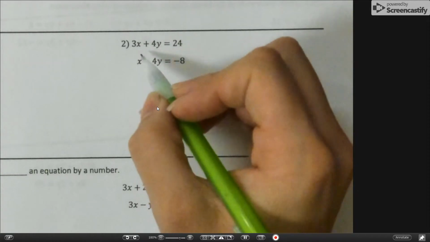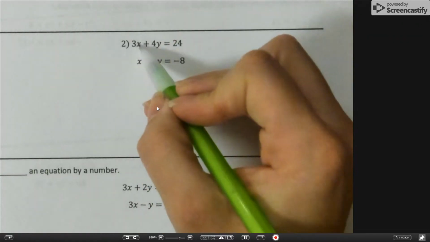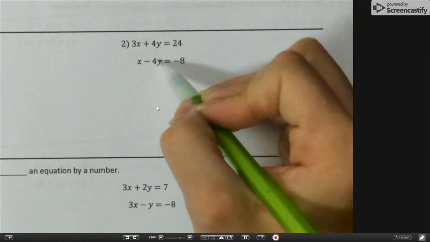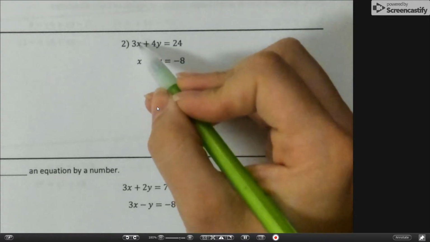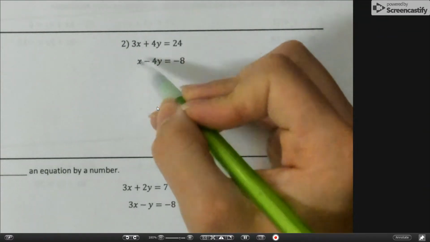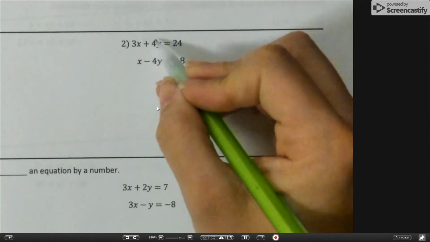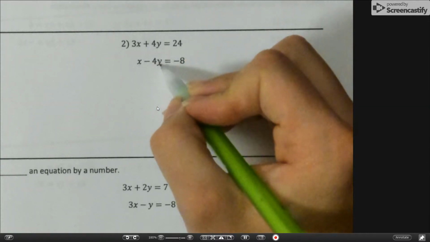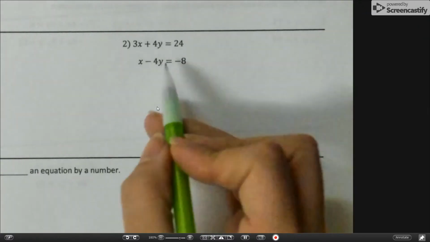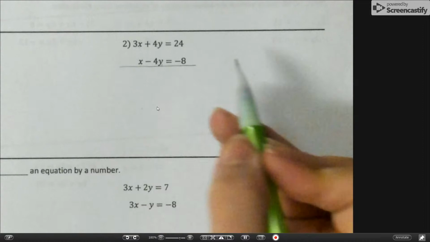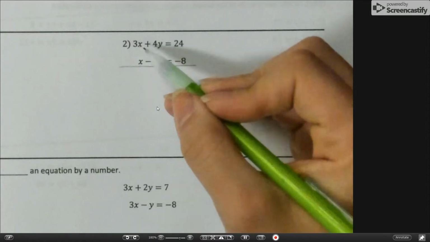To start eliminating, we need one of our variables to be able to add together to 0. Here we have 3x and x, so if we add those two together, they won't make 0. But on this side we have 4y and negative 4y, so if we add those two together, they will equal 0. That's what we want to achieve so that we can eliminate one of our variables and then solve for the other one.